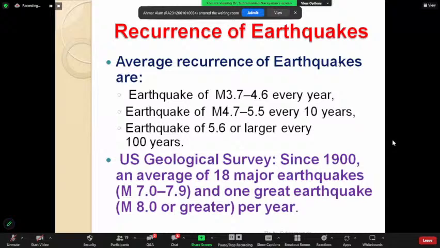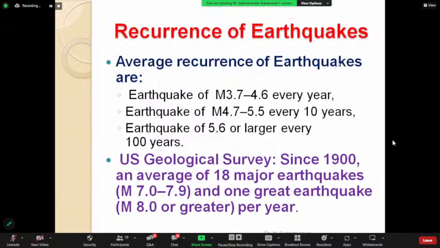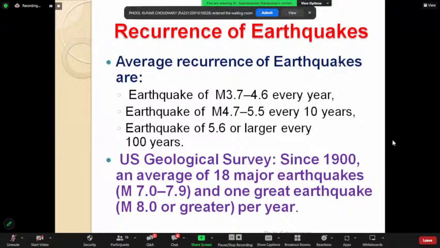So the average recurrence of earthquakes: earthquakes of magnitude 3.7 to 4.6 occur every year, magnitude 4.7 to 5.5 every 10 years, and earthquakes of 5.6 or larger every 100 years. According to the US Geological Survey, since 1900, there have been an average of 18 major earthquakes, magnitude 7 to 7.9, and one great earthquake every year.